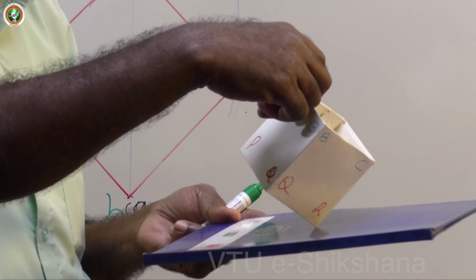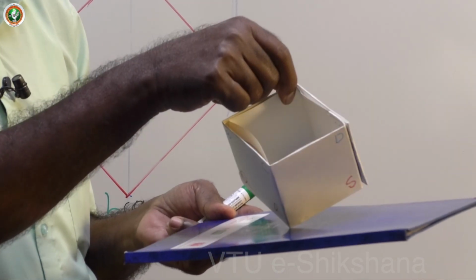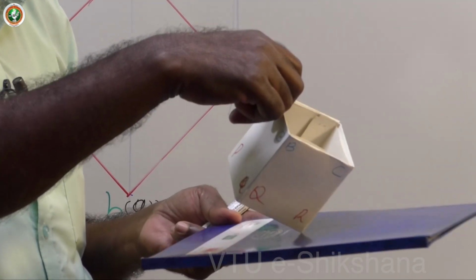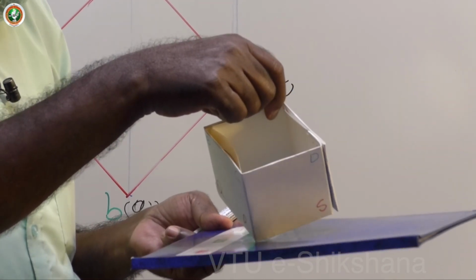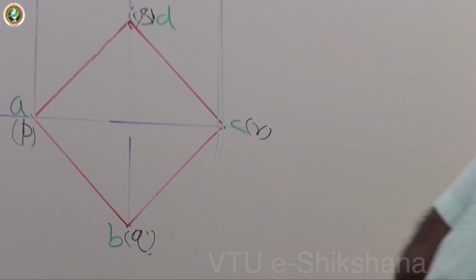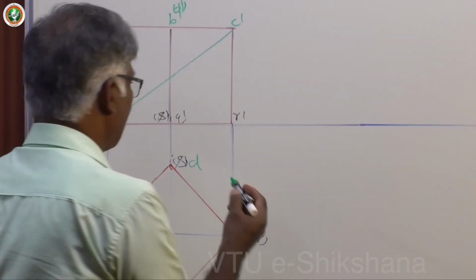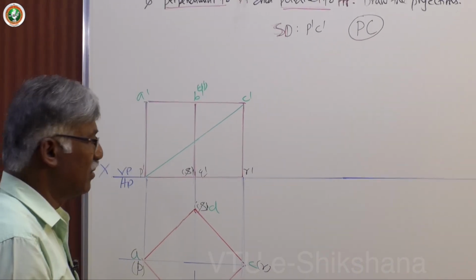Imagine a line parallel, that is solid diagonal. Then tilt it. First position, second position, third position. In third position, the solid diagonal will be perpendicular to it. That's all. Next, how to redraw this?